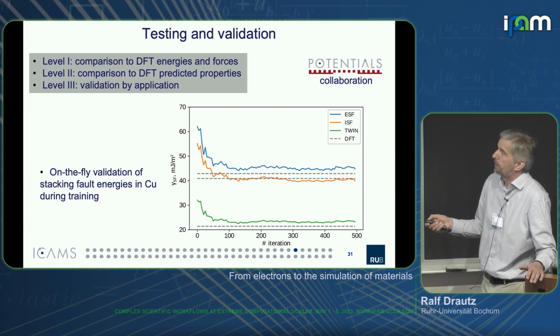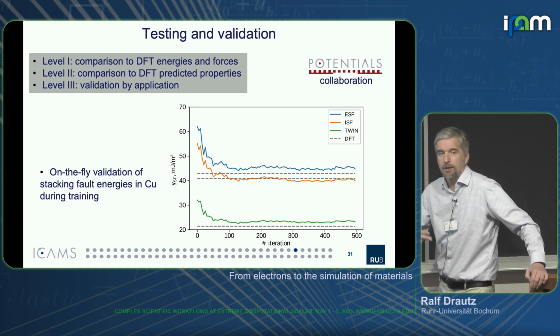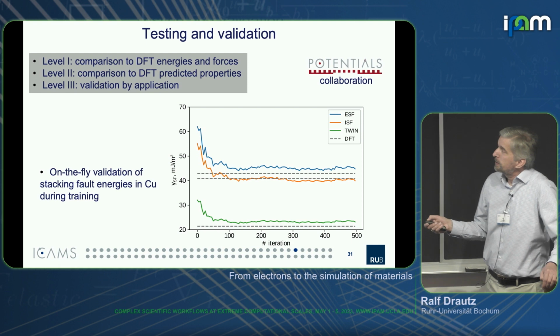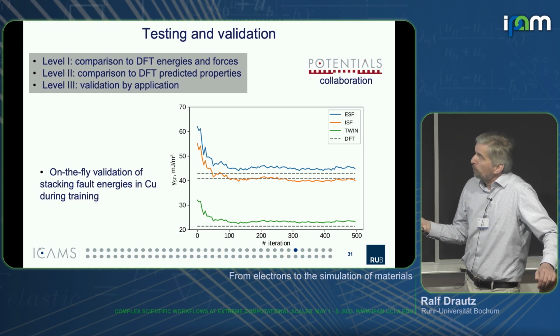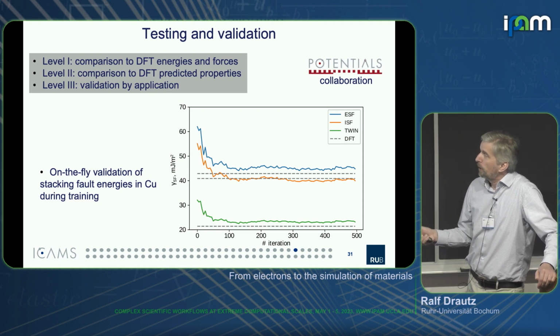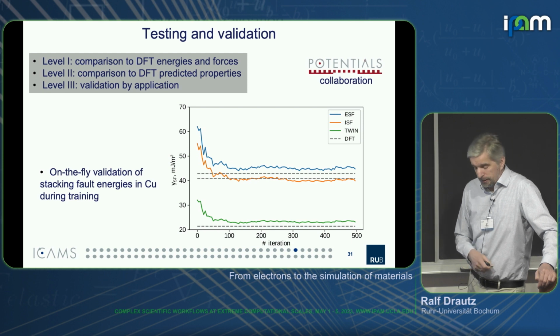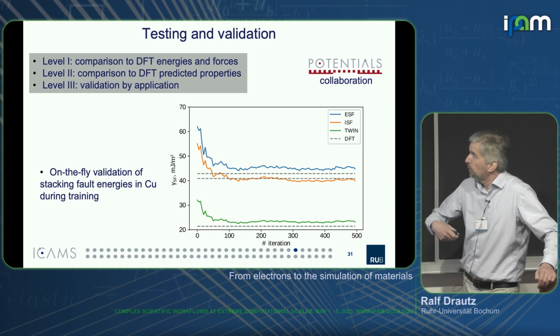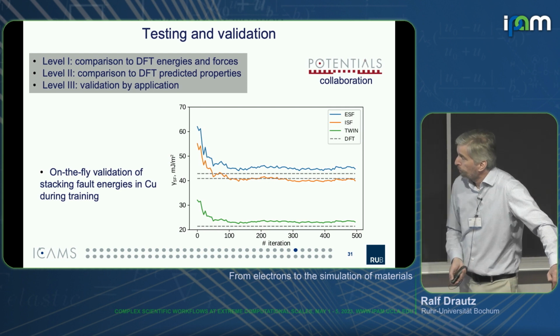First, we want to compare to the raw DFT data. So that's just the force mismatch and the energy mismatch. Then we want to be sure that we can predict something that is reasonable if we compare it to DFT. That's level 2. And the third thing is of course, at some point we can't run DFT reference calculations, so we have to compare to experiment, essentially.